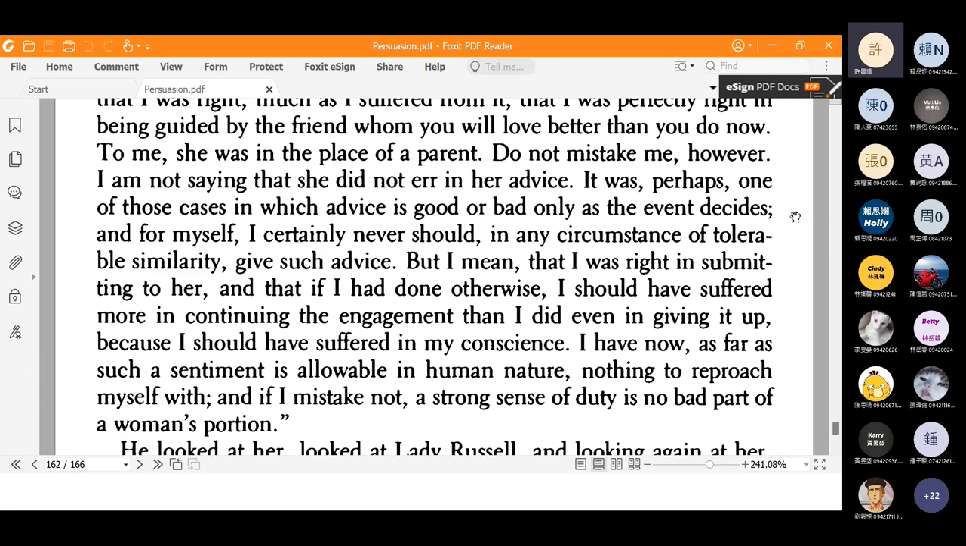And so in this case, remember at the time Lady Russell said that Wentworth is poor, not a noble, doesn't have a good future. Wentworth said that he would soon join the war and make money. But nobody knew whether it would actually happen. That is, as the event decides. And I'll explain more after we take a 10-minute break.